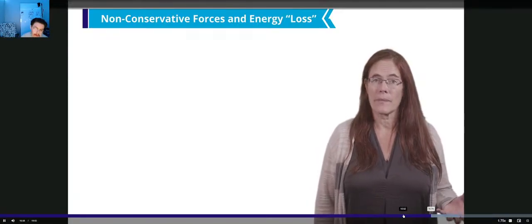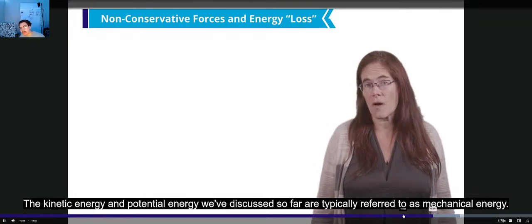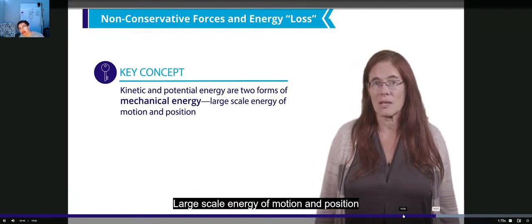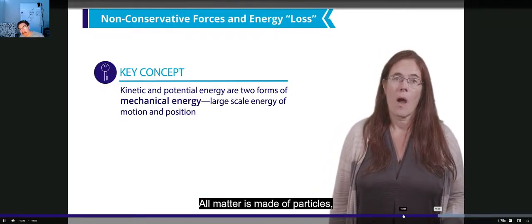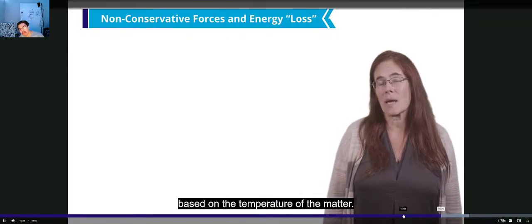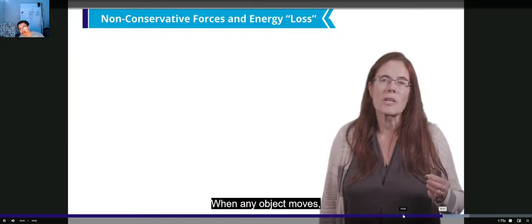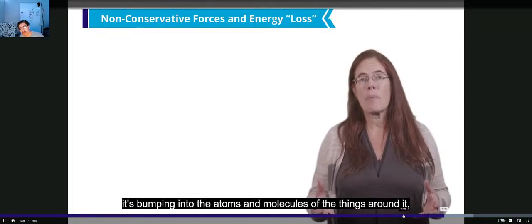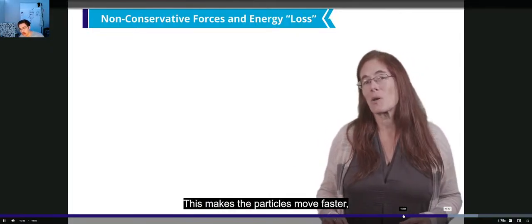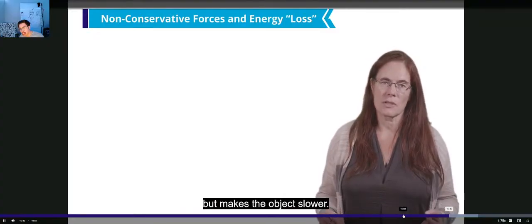The kinetic energy and potential energy we've discussed so far are typically referred to as mechanical energy, large-scale energy of motion and position that we can easily observe. All matter is made of particles, atoms and molecules that are constantly in motion based on the temperature of the matter. When any object moves, like the mass on the wire, it's bumping into the atoms and molecules of the things around it, like the air and the wire. This makes the particles move faster, but makes the object slower.